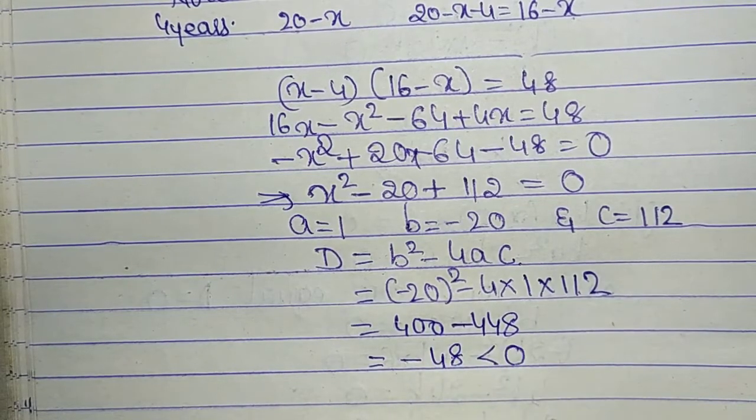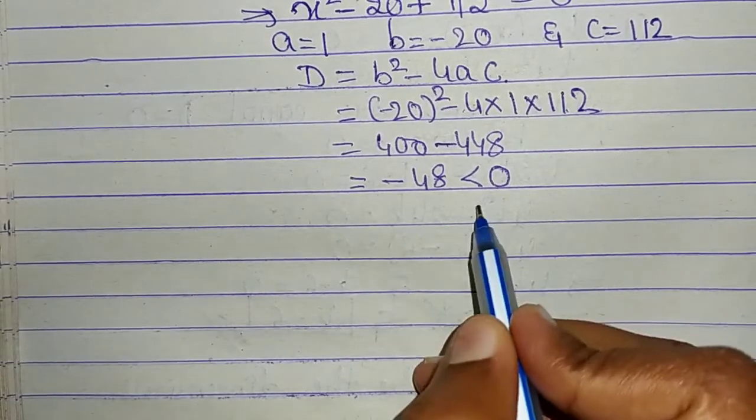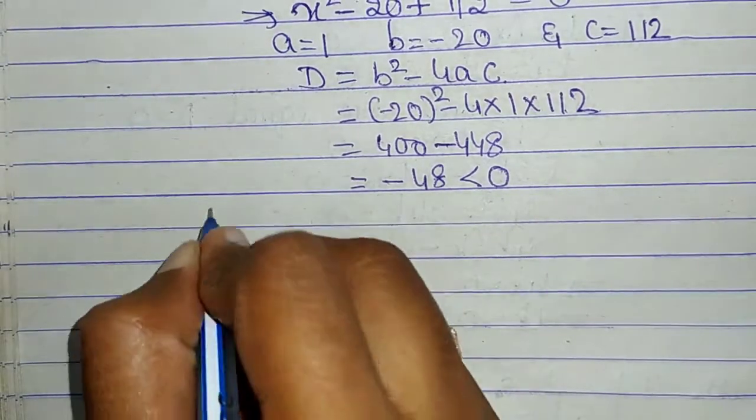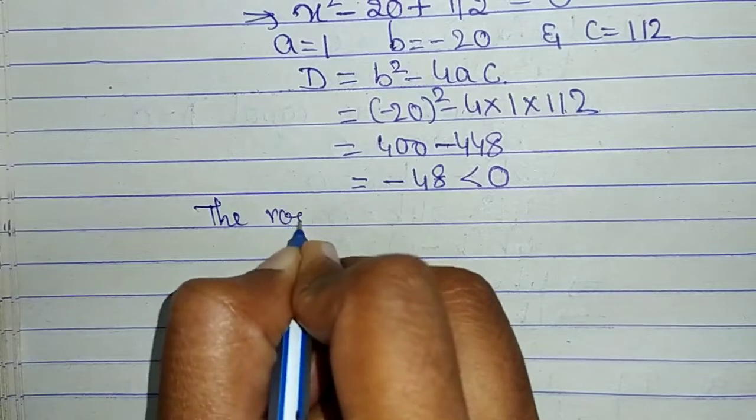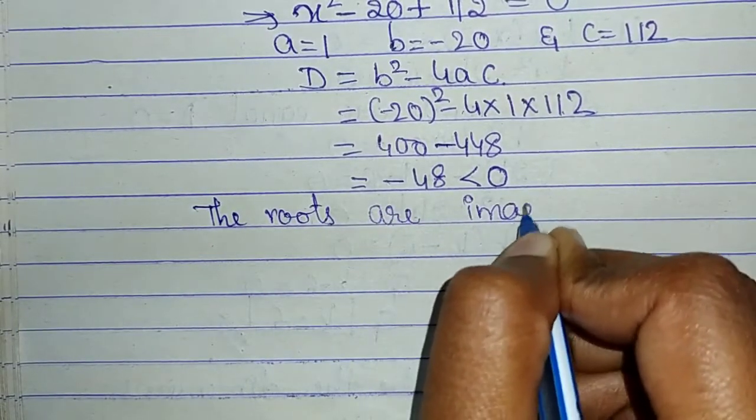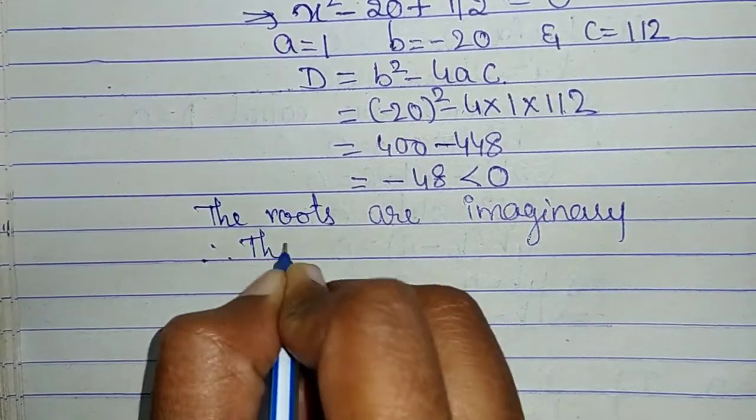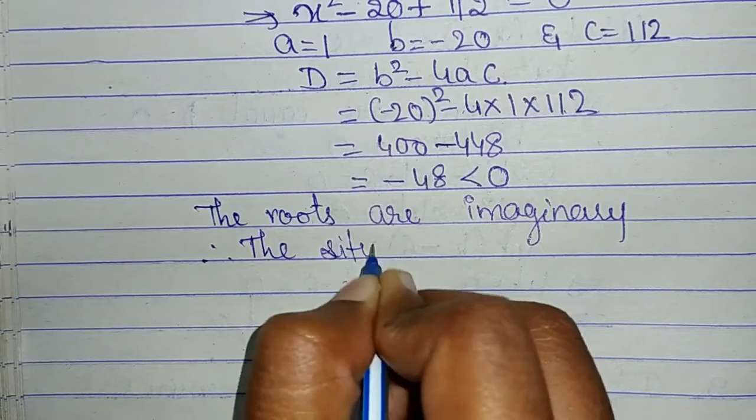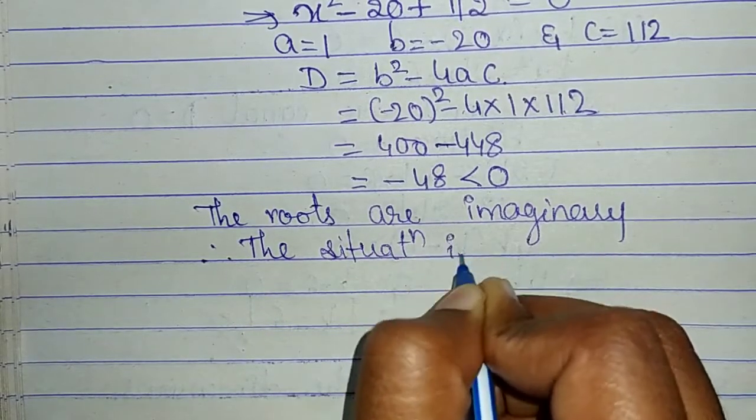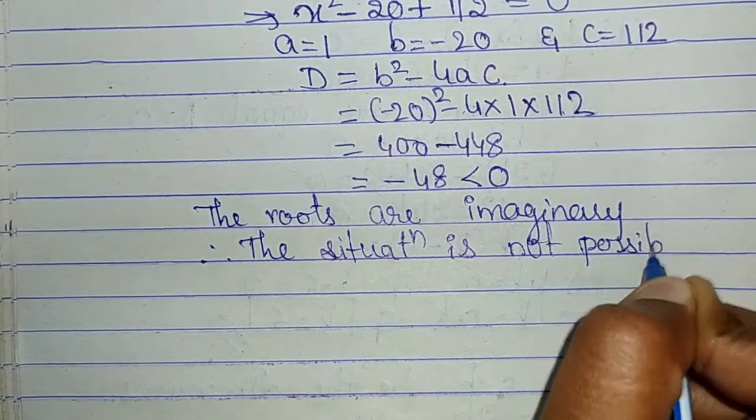So the discriminant is negative. Since the discriminant is negative, the roots are imaginary. Therefore, the situation is not possible. This is the solution. So now the last question of the exercise and also the chapter, the fifth question.